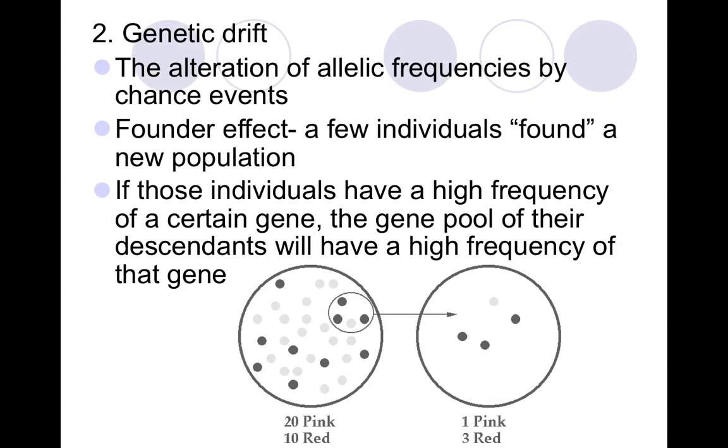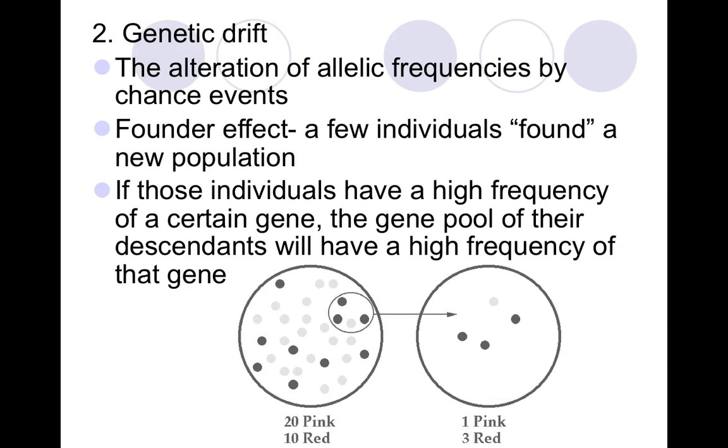The founder effect is when a few individuals find a new population. If those individuals have a high frequency of a certain gene, the gene pool of their descendants will have a high frequency of that gene. So if you look down here, we have 20 pink and 10 pink, and then in our new one, we have 1 pink and 3 red. You have a higher frequency of red in this newfound population versus the initial one where pink was the dominant gene frequency.